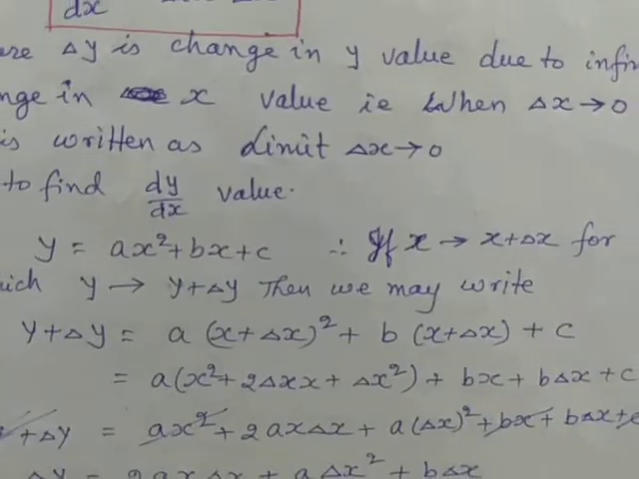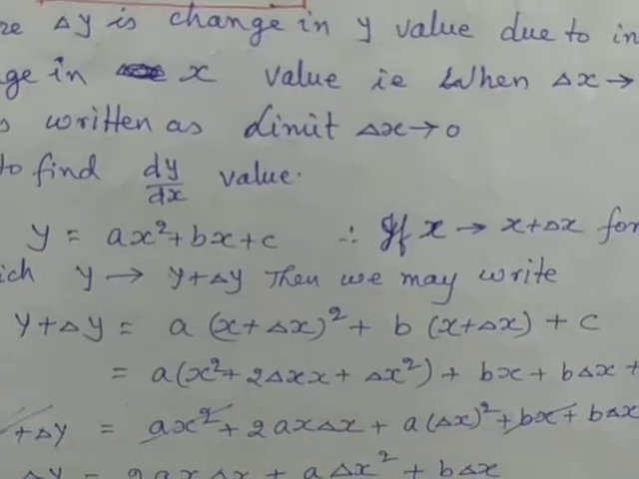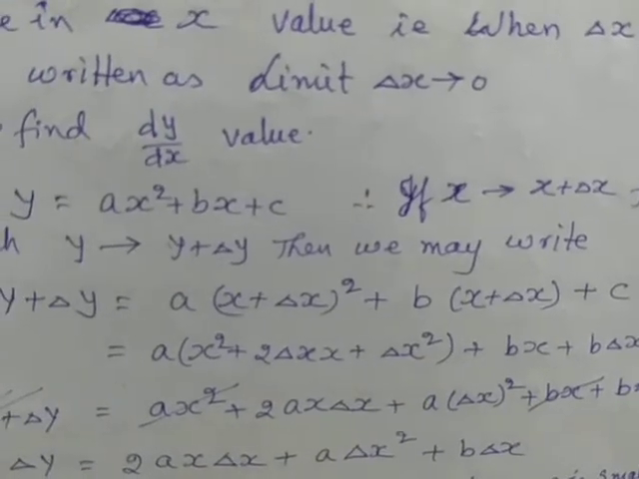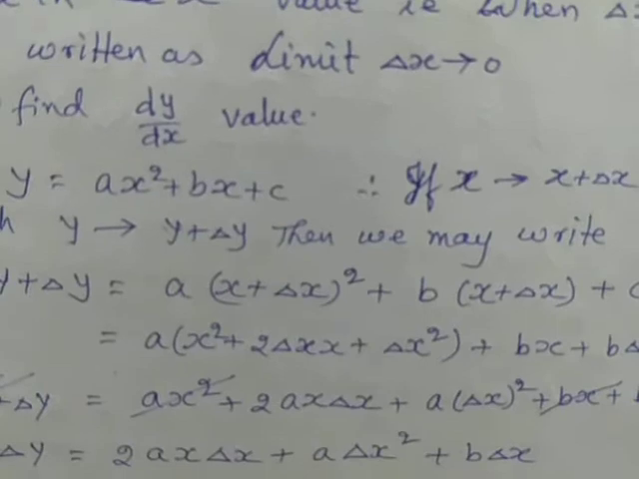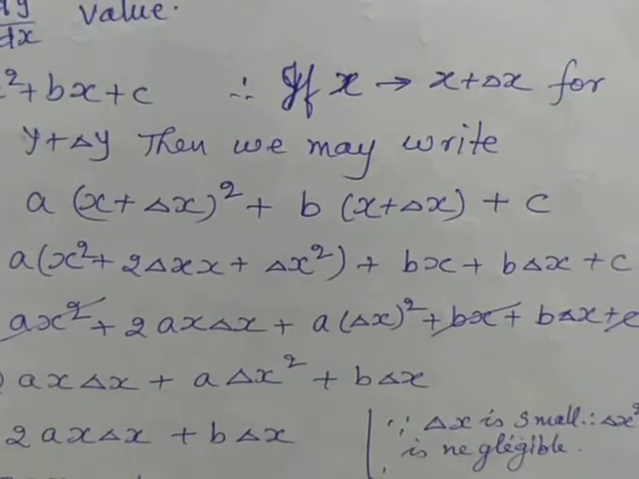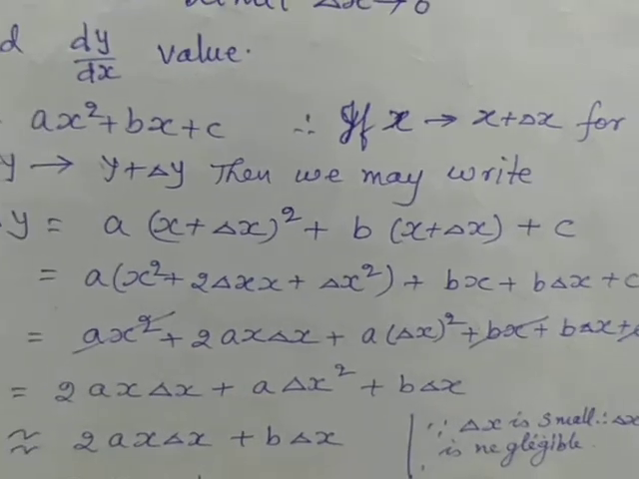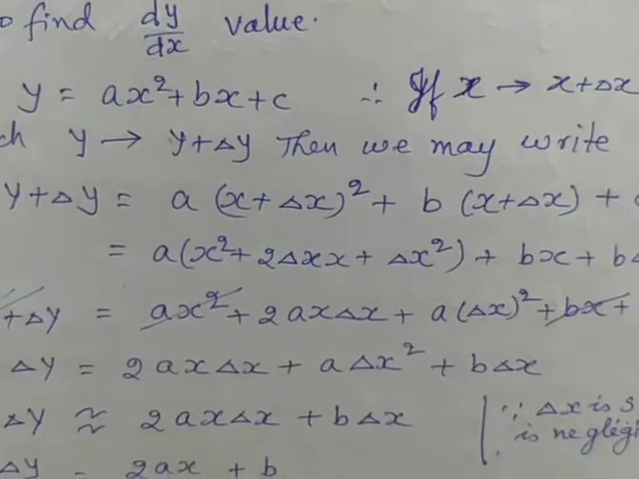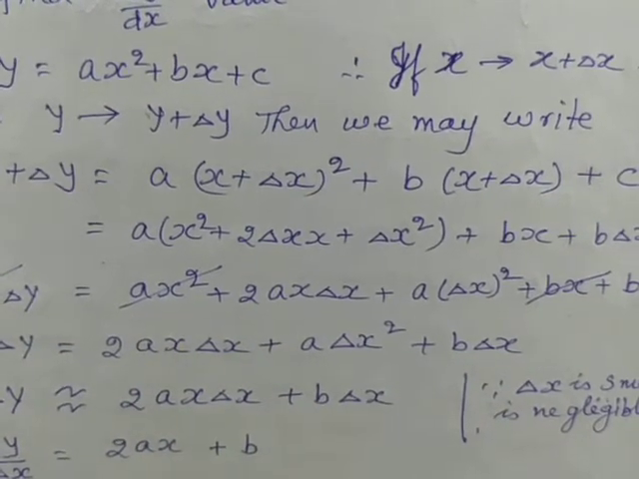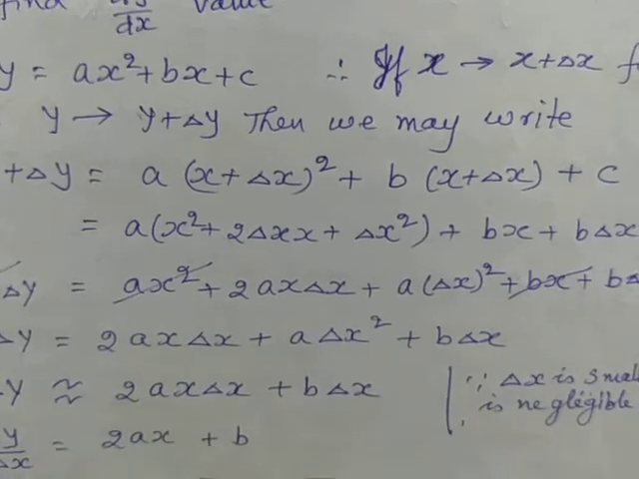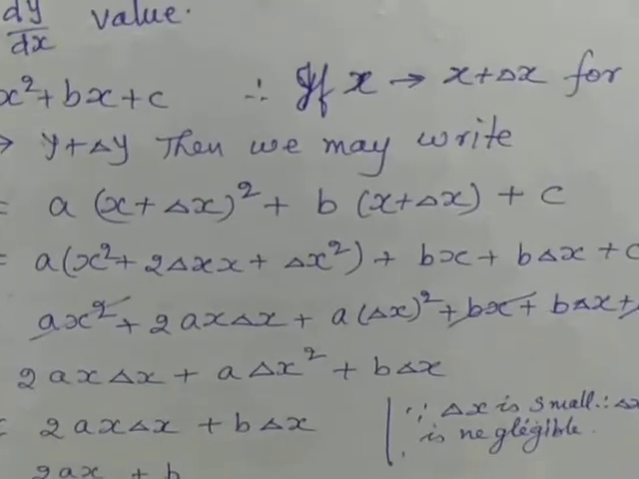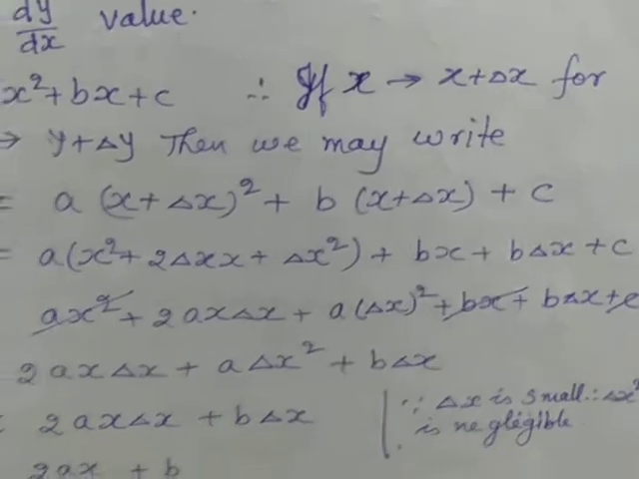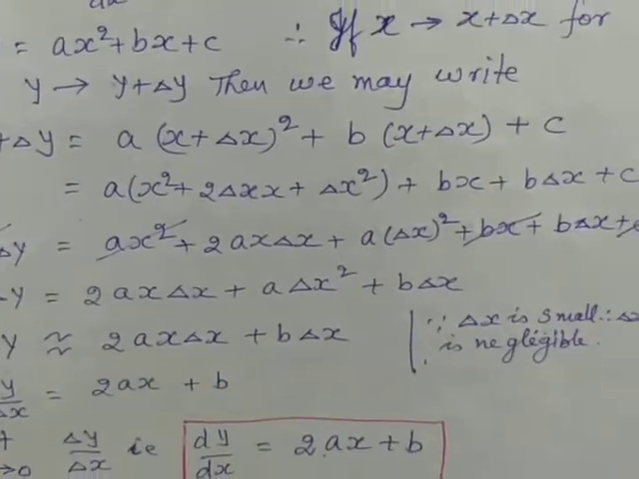Now in this case, if we want to find the value of dy by dx, that is differentiation of y with respect to x, let us say that the y value changes to y plus delta y when the x value changes to x plus delta x. So we can write y plus delta y is equal to a, and in place of x we write x plus delta x, and since it is x square, a into x plus delta x whole square, plus b into x plus delta x, plus c. And further, we expand and solve.